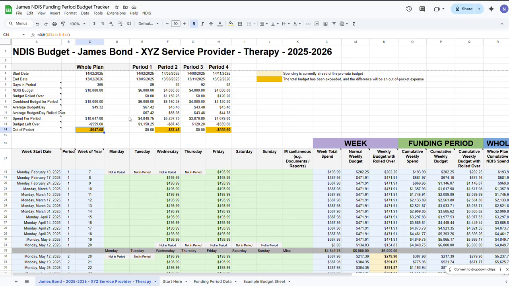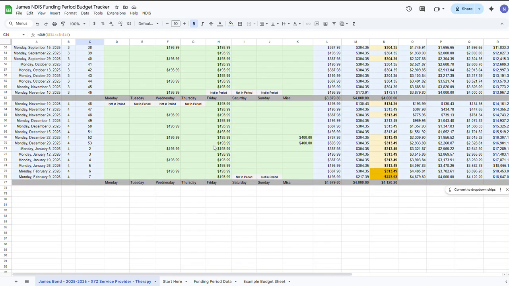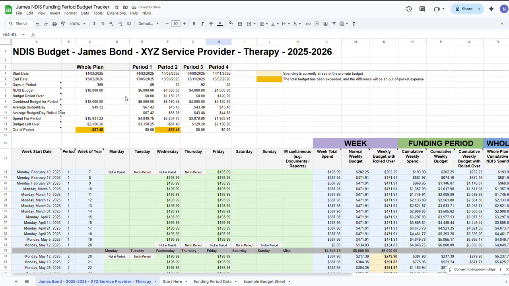Now it's quite possible that I can be out of pocket for period 2. Let's say I didn't spend much money in period 4, and if I go down and say, yeah, in period 4 we decided to not do OT, so I'll just delete all of that. Now in this example, in period 4 I had a budget left over of $2,156.26. However, in period 2 I still had to pay out of pocket.